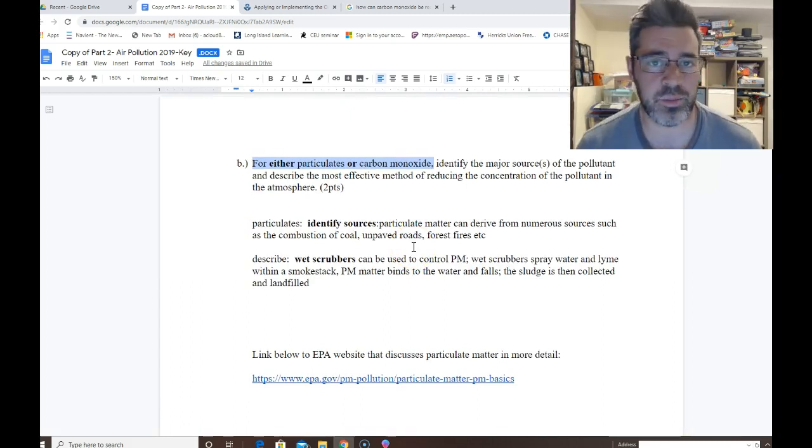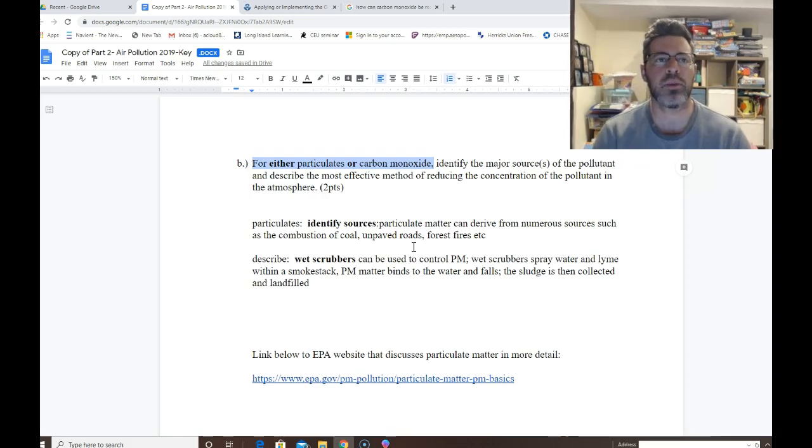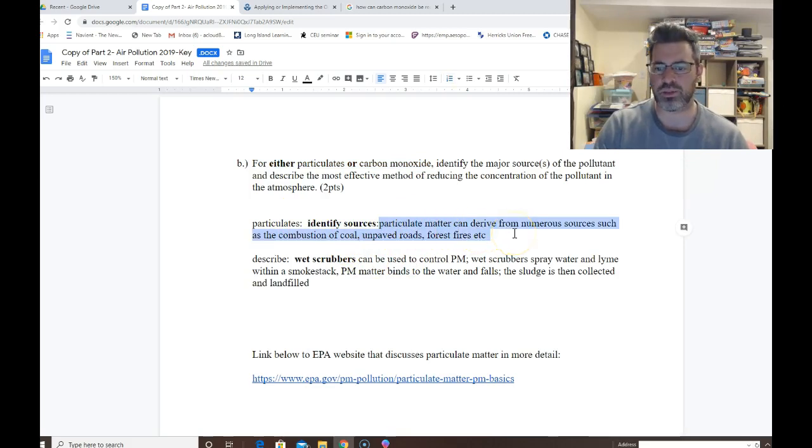And what are particulates? Particulates are pretty much anything floating in the air from a particular source. So what are those sources? That would be the first part, identify sources. So what I have here: particulate matter can derive from numerous sources, such as the combustion of coal or combustion in general, unpaved roads, forest fires. Any way that particulates get up into the air, you'd have to list, and you would get credit for that. Okay, so if you have any one of those, and not limited to those, you would be fine.